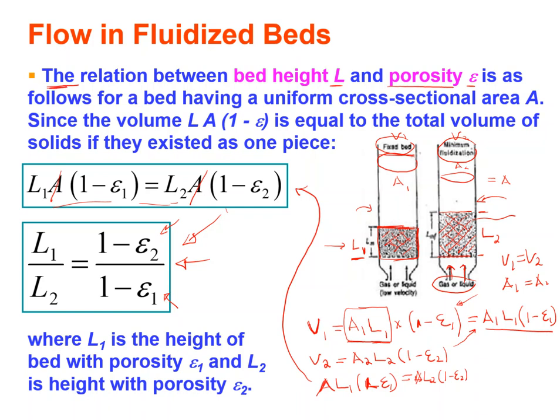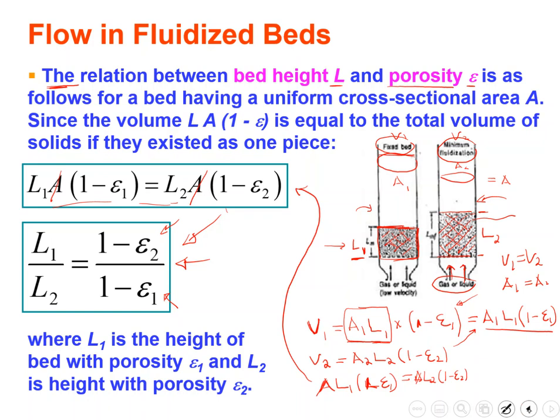So the relation between the bed height L and the porosity epsilon is as follows for a bed having a uniform cross-sectional area A. Since the volume L A (1 minus epsilon) is equal to the total volume of the solid if they existed as one piece, as you can see. So I have the solids, I didn't change them, I didn't take from them, I didn't add to them. So where L1 is the height of the bed with porosity epsilon 1 and L2 is the height with porosity epsilon 2. So this is the first equation, and you know how it was derived. It was derived based on the volume balance.